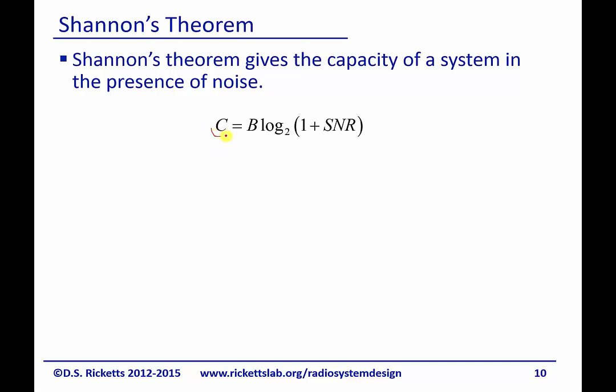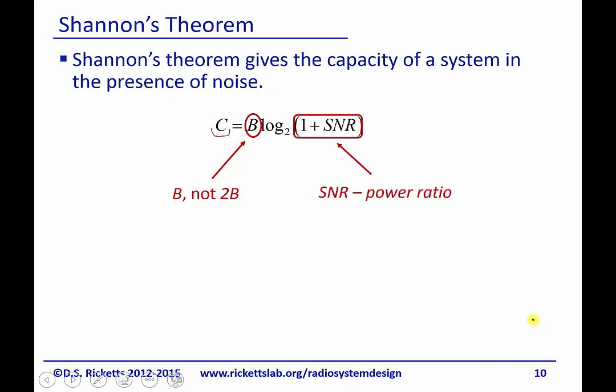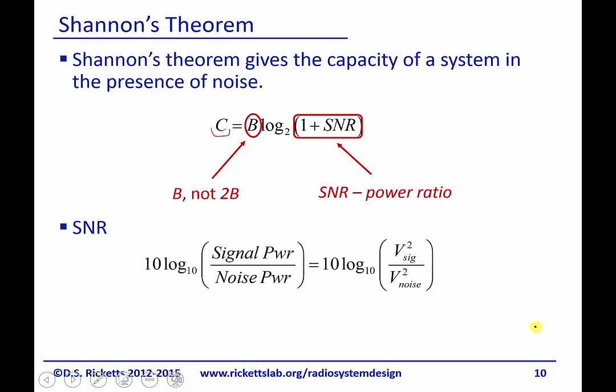And it says that the capacity of a channel is B times log 2 of 1 plus SNR. Now, a couple things I want to point out. The first is this is B, it's not 2B. So while it looks like Hartley's and Nyquist's equation, it is different. And the second aspect is that this is SNR, which is the signal to noise ratio, which is a power ratio. And we can write SNR simply as the signal power divided by the noise power.